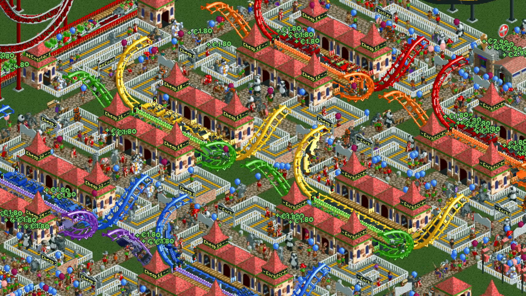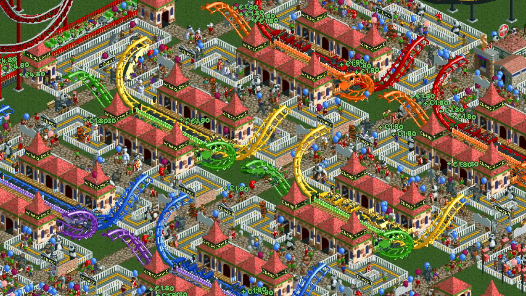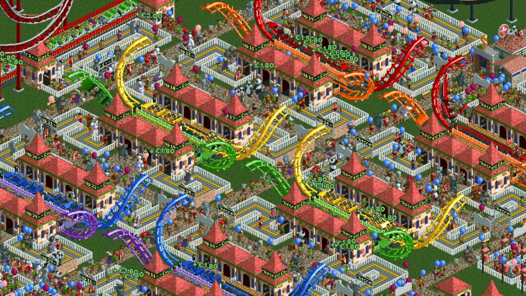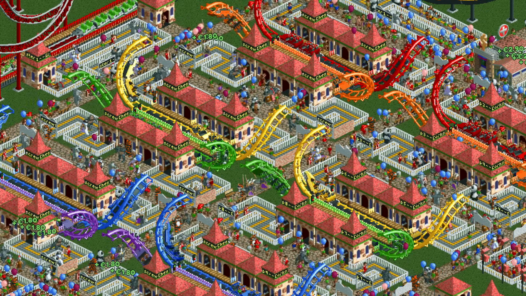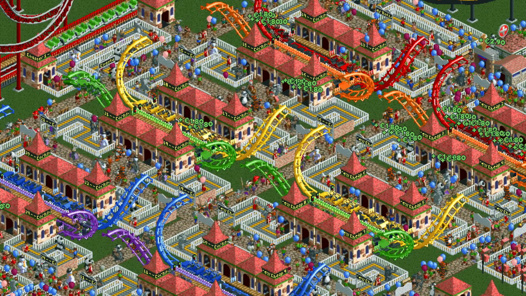Not only can you not get away with spamming microcoasters, but the guest probability is also penalized much harsher when you have more guests in the park than the soft guest cap.